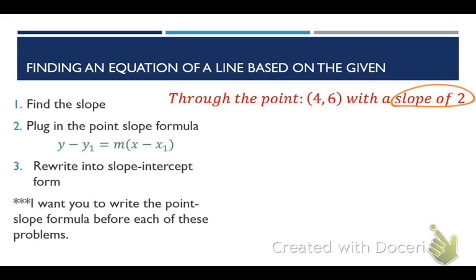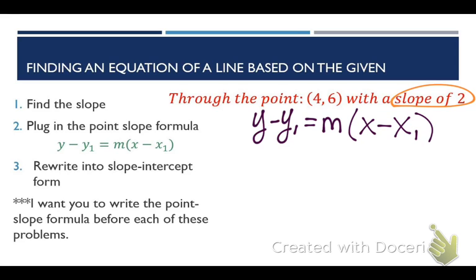Plug in the formula. So anytime you're doing these problems, I want you to write down the formula first. y minus y1 equals m times x minus x1. It's called the point slope formula because you're given a point and you're given the slope. So here's what doesn't change. You don't plug anything in for y minus. Obviously your equal sign stays. And that x minus, nothing gets plugged in there. Where do we think we get y1 and x1 from? The point they gave you.